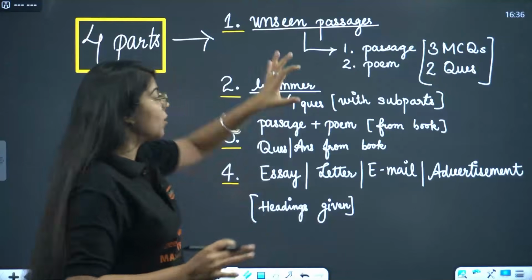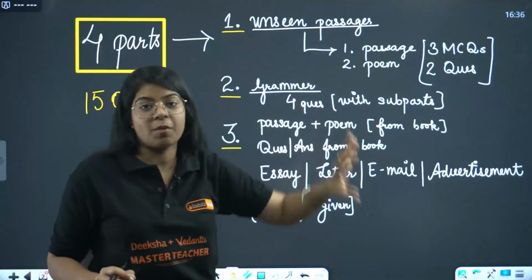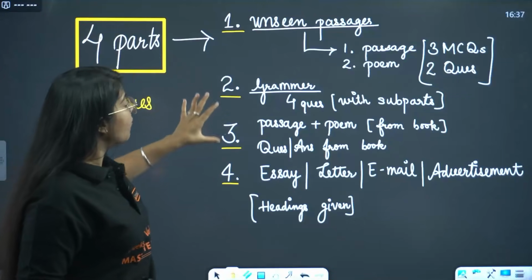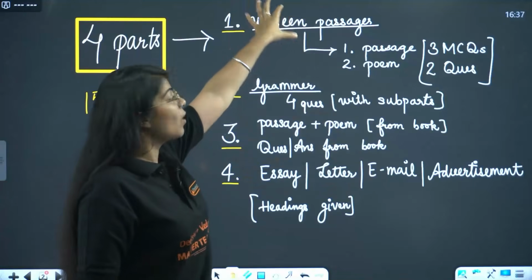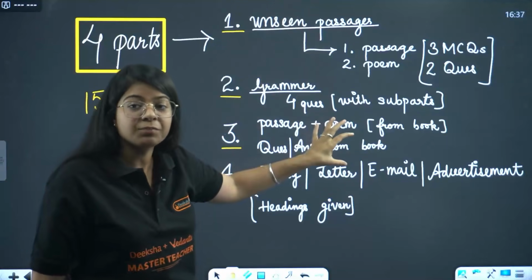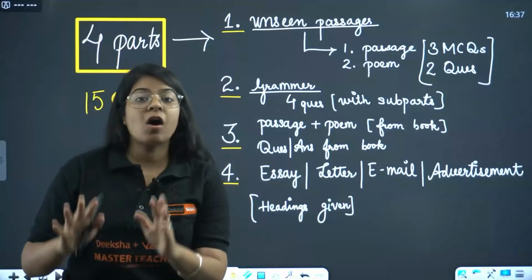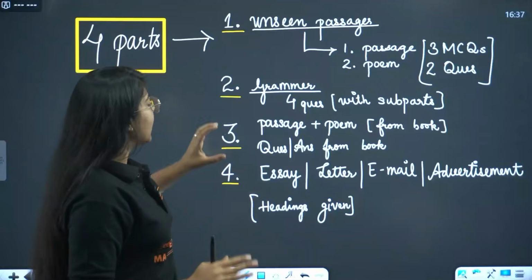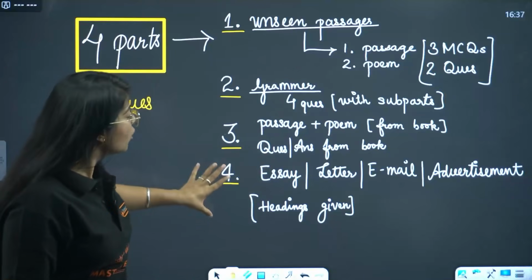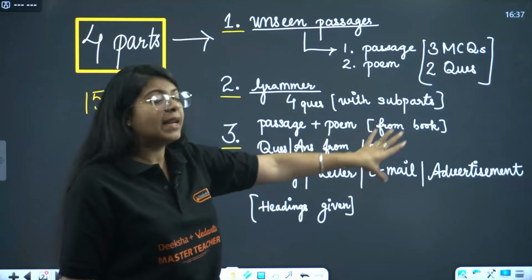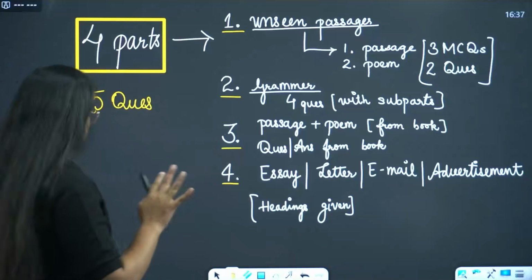Now next will be your grammar part, where you'll have 4 questions with subparts from each topic of grammar. Then the third part will be your passage and poem, but from the book. Here you had unseen passages. Here you'll have a passage and a poem as well, but from your book only, right? And then you'll have question answers from the book. Then the fourth part will be your essay, letter, email and advertisement. Now how you go about this, let us see.